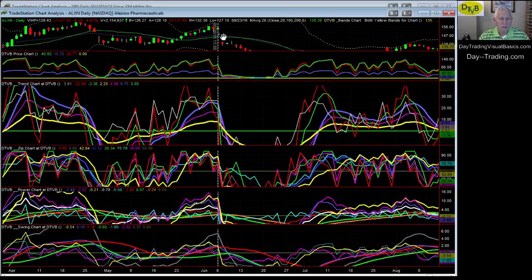Oftentimes what we see is the green candle is above all the other candles. In this particular case, it is lower than 2 days ago, but higher than yesterday. The close is.